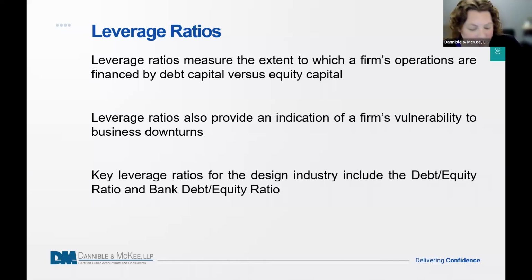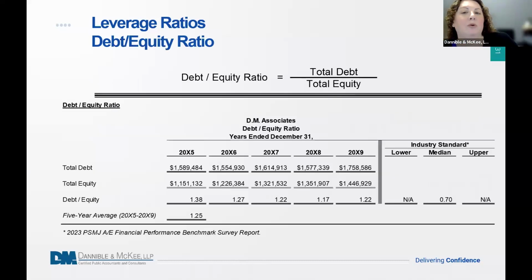So debt to equity ratios and bank debt to equity ratios are good ratios to look at. So debt to equity is exactly what it sounds like. It's total debt divided by total equity. So you're looking at this firm. This firm has a higher debt to equity ratio than its standard.